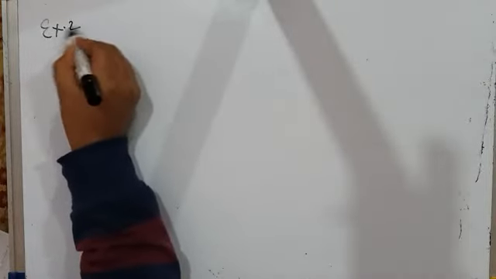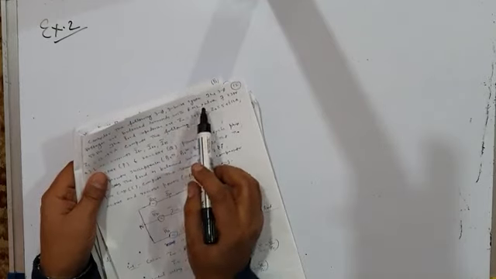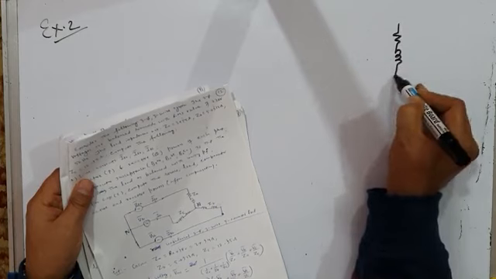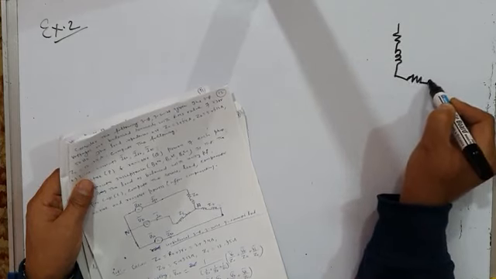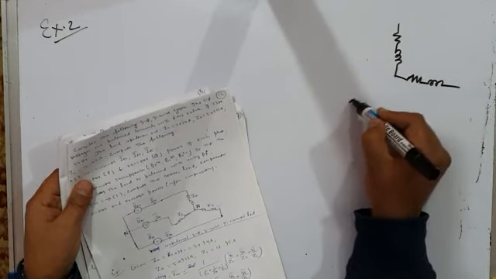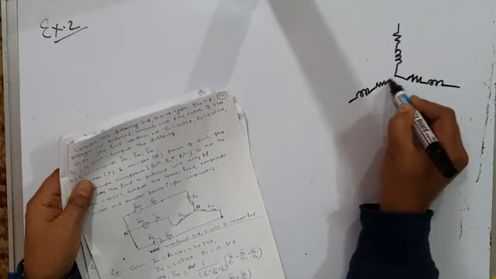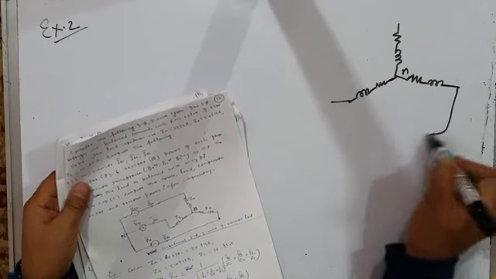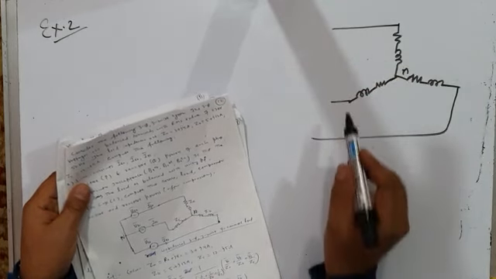Example 2. I will read the example for you. Consider the following three-phase, three-wire system. Let me draw the three-phase, three-wire system for you first. This is our three-phase, three-wire system. It is not delta connected, it is star or Y connected. But the neutral is not connected to the supply.